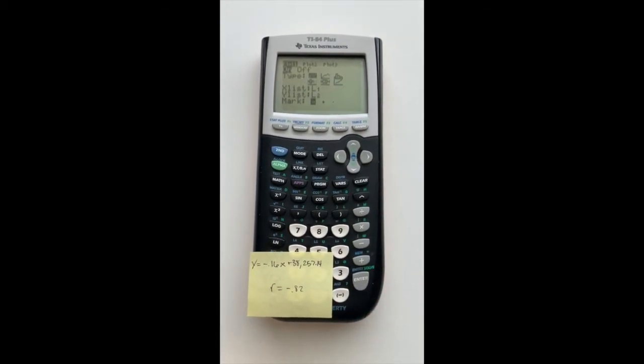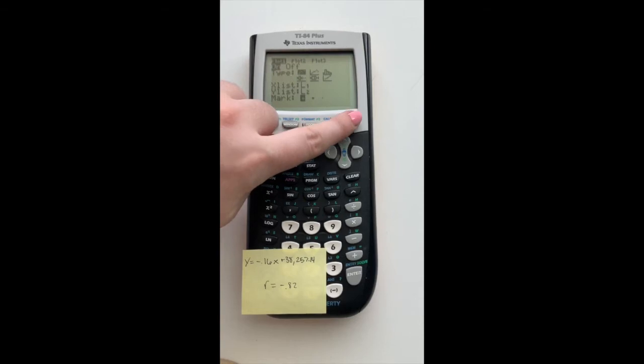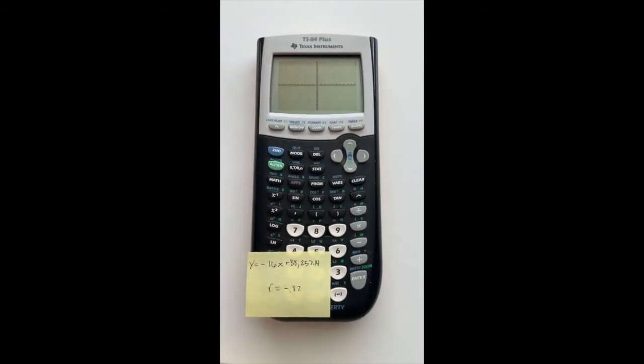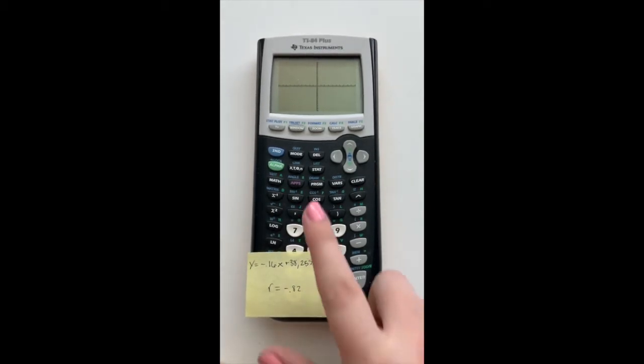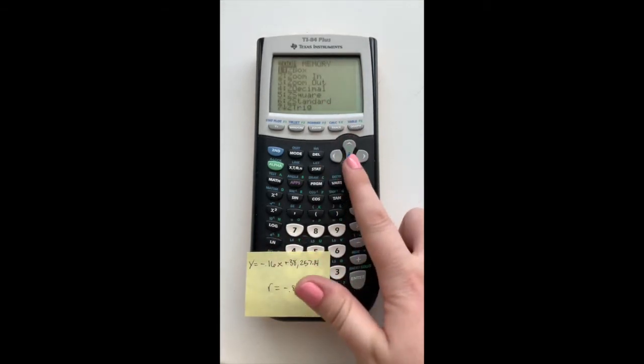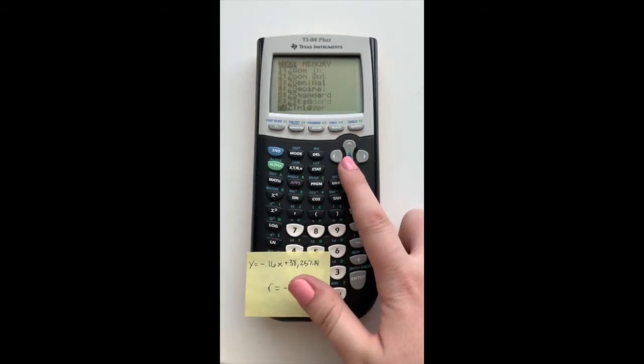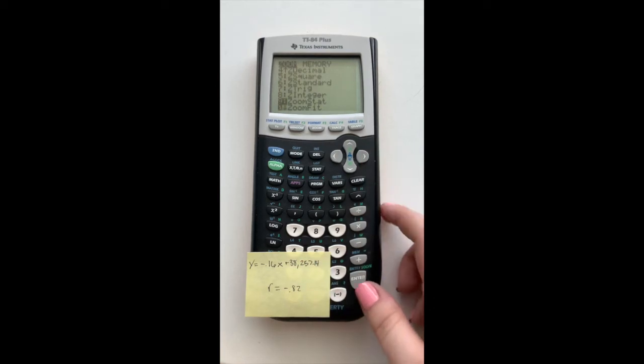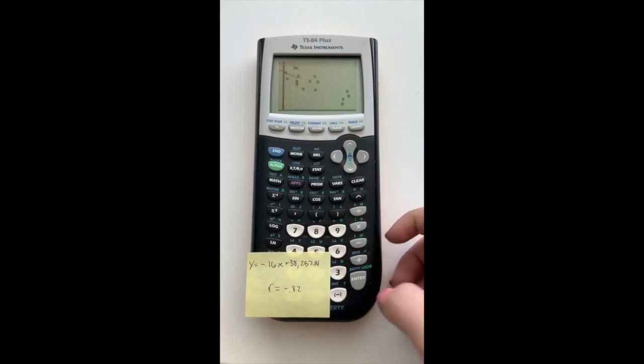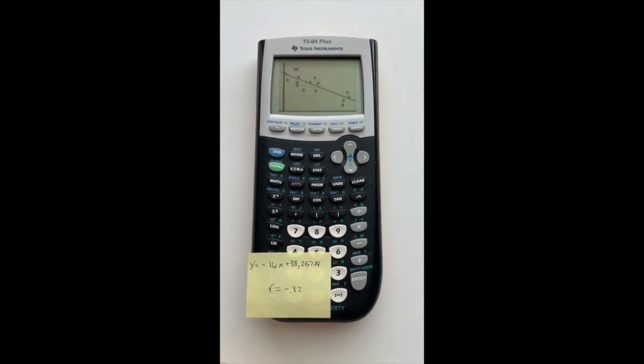Now that we have that, if I hit graph as is with a normal standard window, it's not going to look quite right. In fact, we don't see anything at all. In order to see our graph, you're going to hit zoom, and this time we're looking for zoom stat, which is number 9. I'm going to hit enter, and there's my scatter plot, and there is my regression line as well.